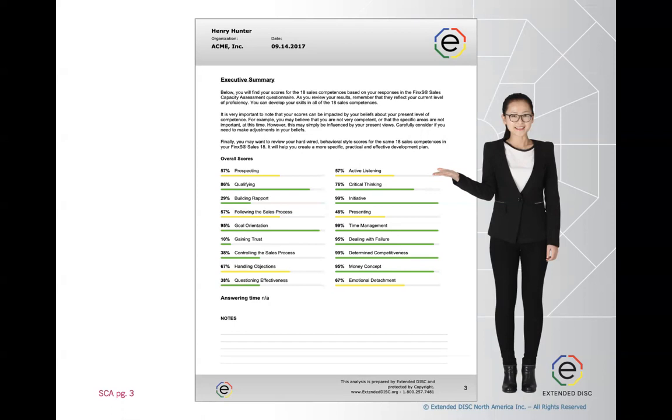Think of the golf analogy. If you're focused on your putting game, then you're finding your driving skills have gotten rustier. Scores may also drop for competencies if you don't perceive them to be essential at this time. For example, for a sales manager, you'd expect prospecting scores to be lower because they are not likely to focus on them.